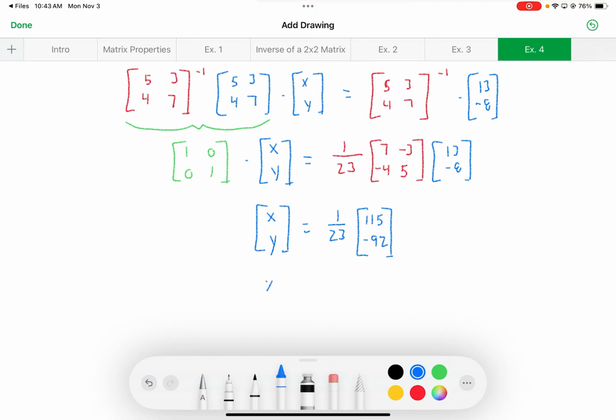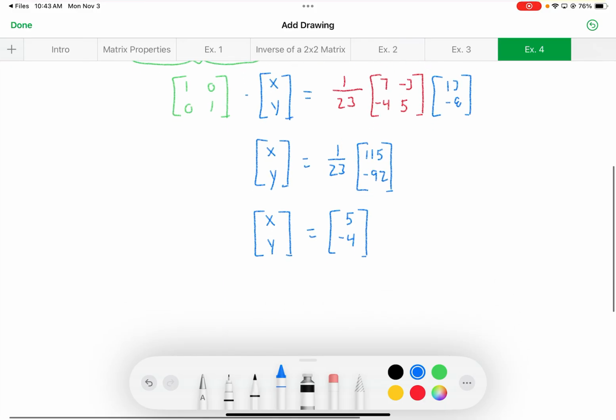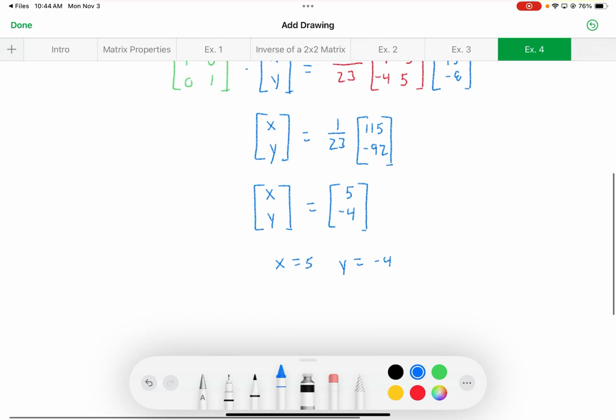And this actually works out nicely. Once you multiply through by the scalar, you get 1/23 of 115 is 5. 1/23 of -92 is -4. Notice I have two matrices equal to each other with the same dimensions. That means their corresponding elements are equal. X is 5, Y is -4. And of course, I can state my solution as an ordered pair.